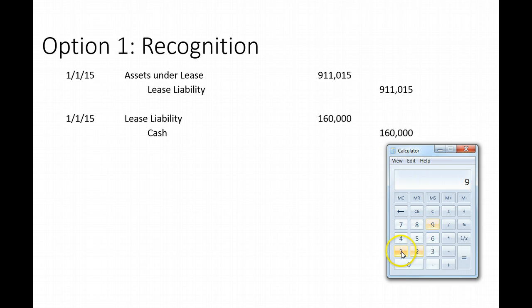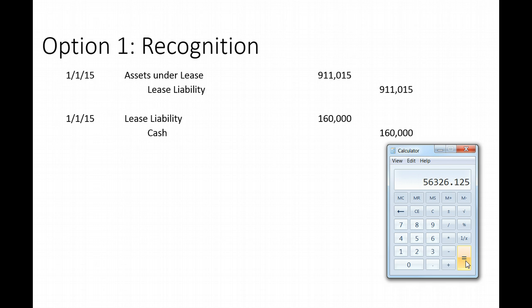The lease liability started out with a balance of $911,015. I've made one payment on that lease liability of $160,000, and so the balance in the lease liability account is now $751,015. The interest rate is 7.5%, so I multiply that by 0.075, and then I can multiply that by 12 twelfths. From January 1st to December 31st, 2015 is a full year, and so I have $56,326 of interest expense to recognize this year.